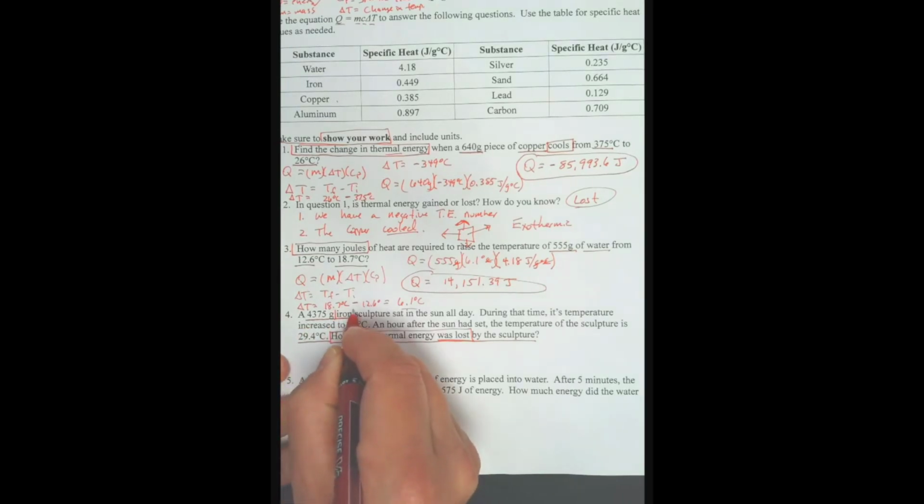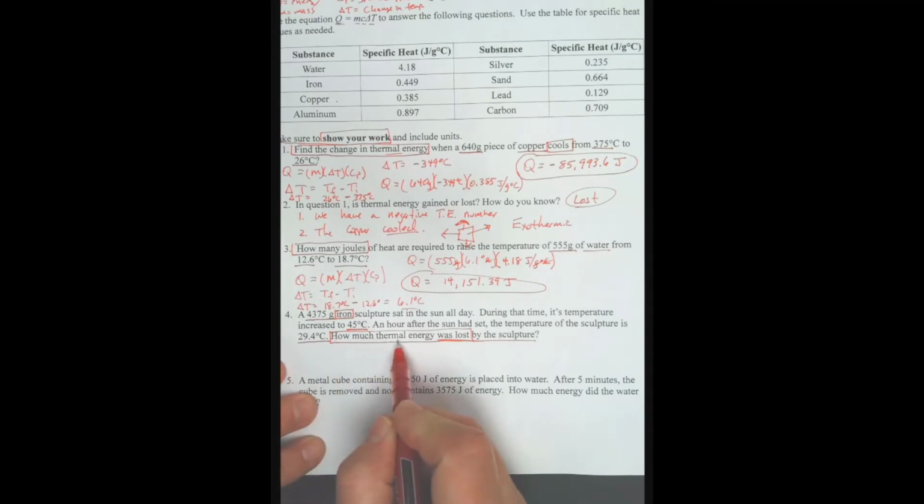Okay. So there's some information that we need to figure out. We have the mass. We know this is iron. This is going to be important. We've got to figure out how much thermal energy. Thermal energy, you guys, is Q, remember. So we know we have to solve for Q. Let's go back.